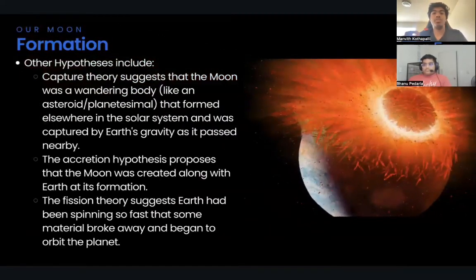Now, other hypotheses include the capture theory, which suggests that the moon was a wandering body, like an asteroid or a planetesimal in the solar system, and was captured by Earth's gravity as it passed nearby. Another hypothesis is the accretion hypothesis, which proposes that the moon was created along with Earth at its formation. And the fission theory suggests that Earth had been spinning so fast that some of the material broke away and began to orbit the planet.